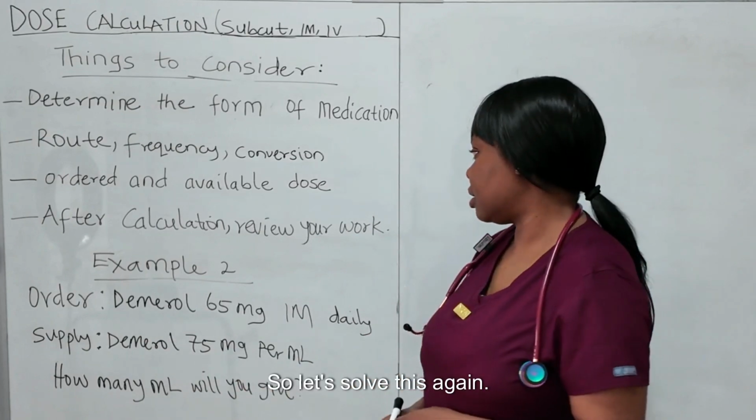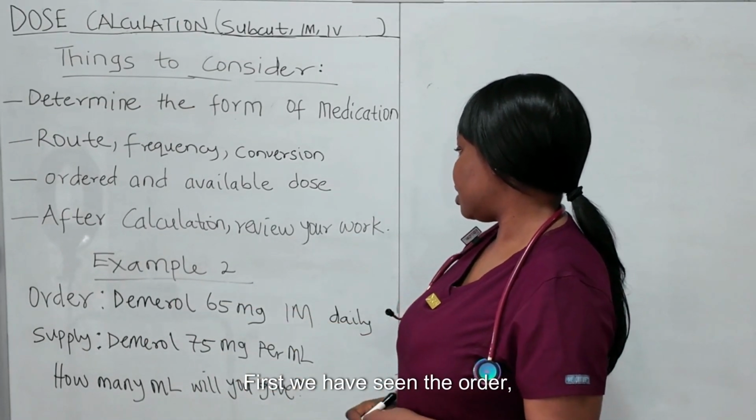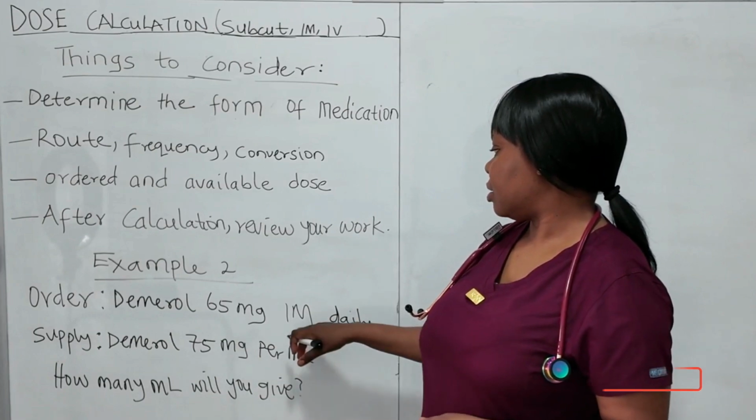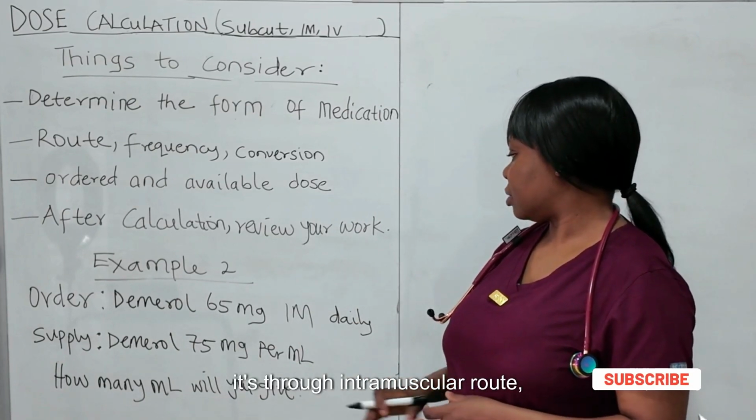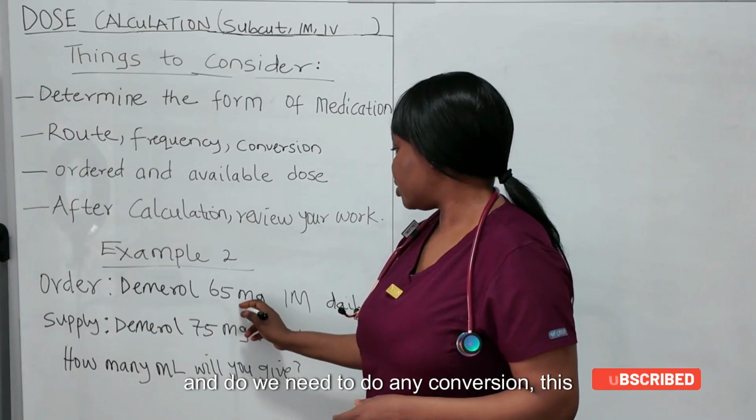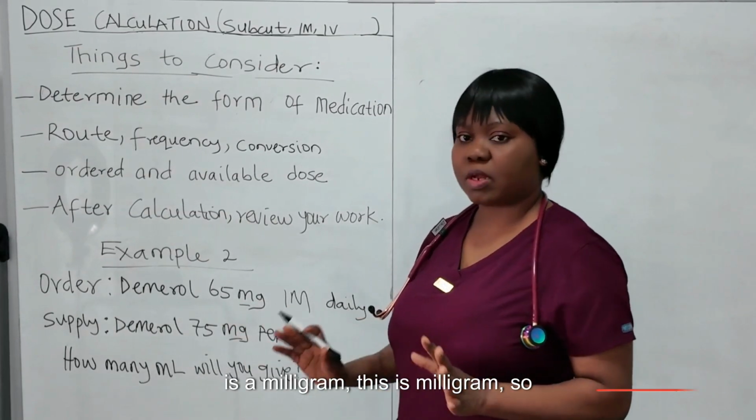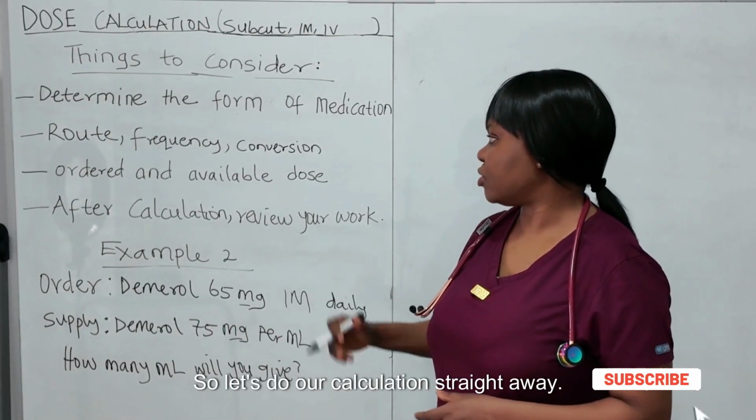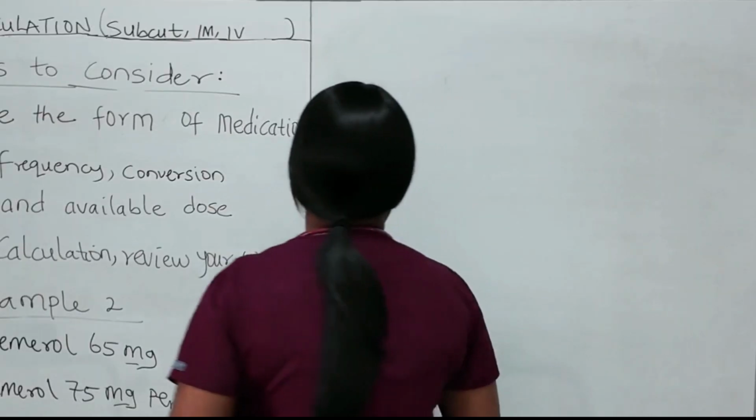So let's solve this again. First, we'll state the order, we'll state the supply. It's through the intramuscular route. The frequency is daily. And do we need to do any conversion? This is a milligram, this is a milligram, so we're not doing any conversion. So let's do our calculation straight away.